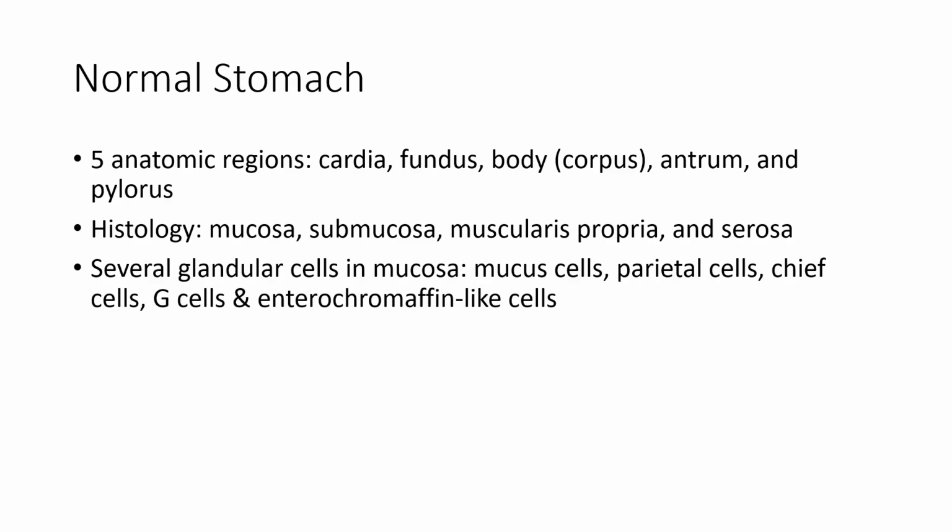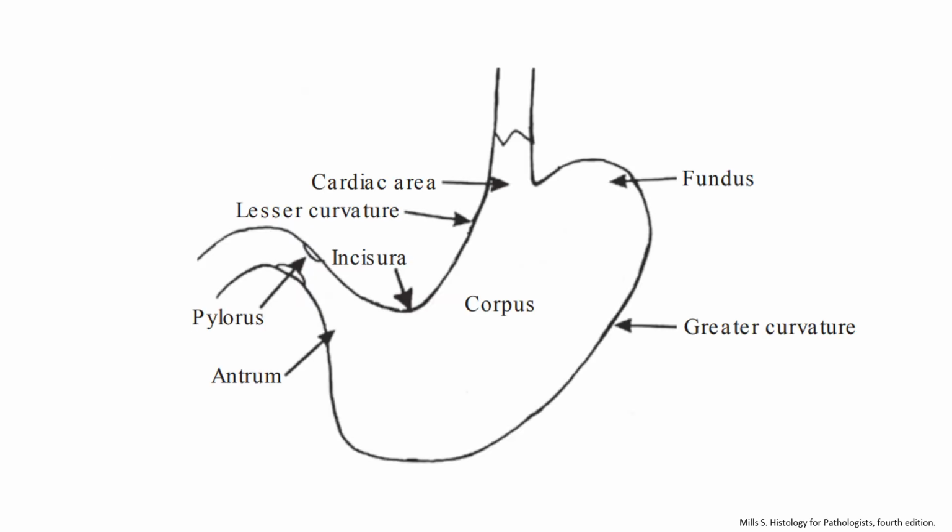The mucosa contains several glandular cells, and these cells include the mucus cells, which secrete bicarbonate-rich mucus, parietal cells, which secrete gastric acid and intrinsic factor, chief cells secrete pepsinogen, G cells secrete gastrin, and enterochromaffin-like cells, which secrete histamine.